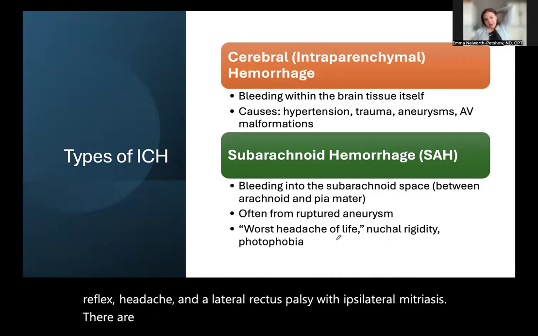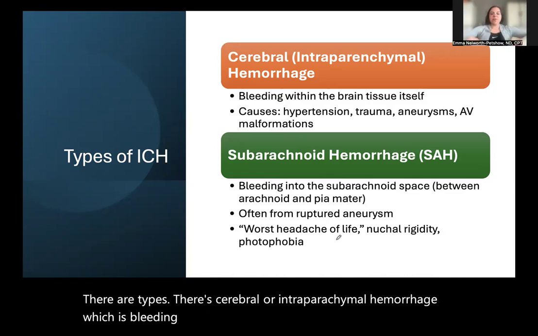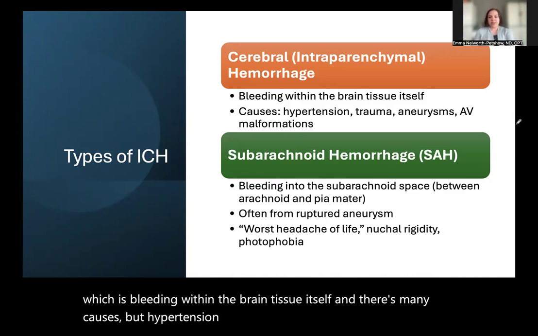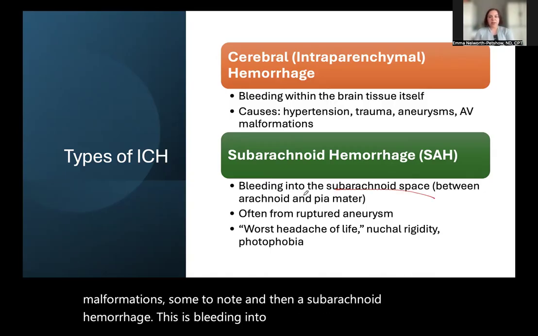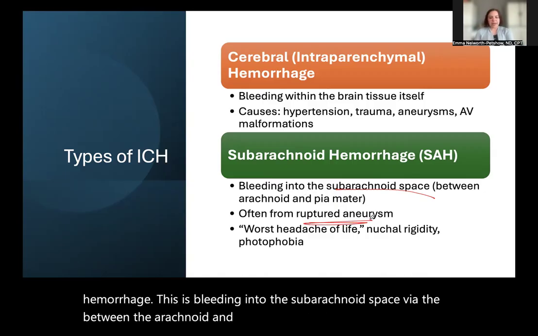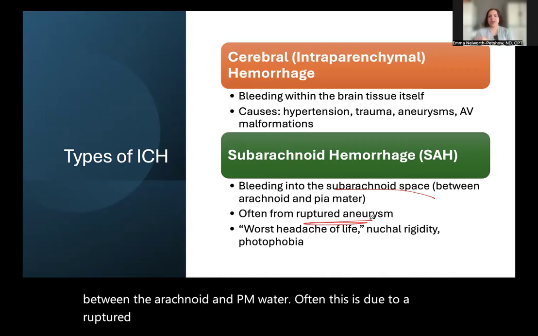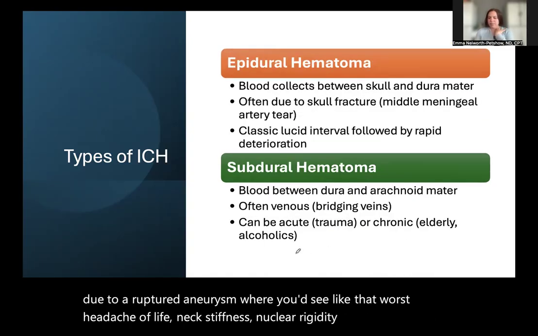There's cerebral or intraparenchymal hemorrhage, which is bleeding within the brain tissue itself. There are many causes, but hypertension, aneurysms, as well as AV, arteriovenous malformations, are some to note. And then a subarachnoid hemorrhage. This is bleeding into the subarachnoid space between the arachnoid and pia mater. Often this is due to a ruptured aneurysm where you'd see that worst headache of life, neck stiffness, nuchal rigidity, and photophobia.